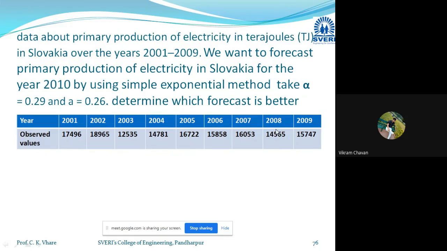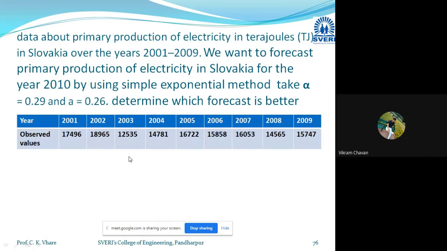Okay. Then in 2008, observed value is 14,565. Then in 2009, observed value is 15,747. Okay. So have you noted down the problem, everyone?